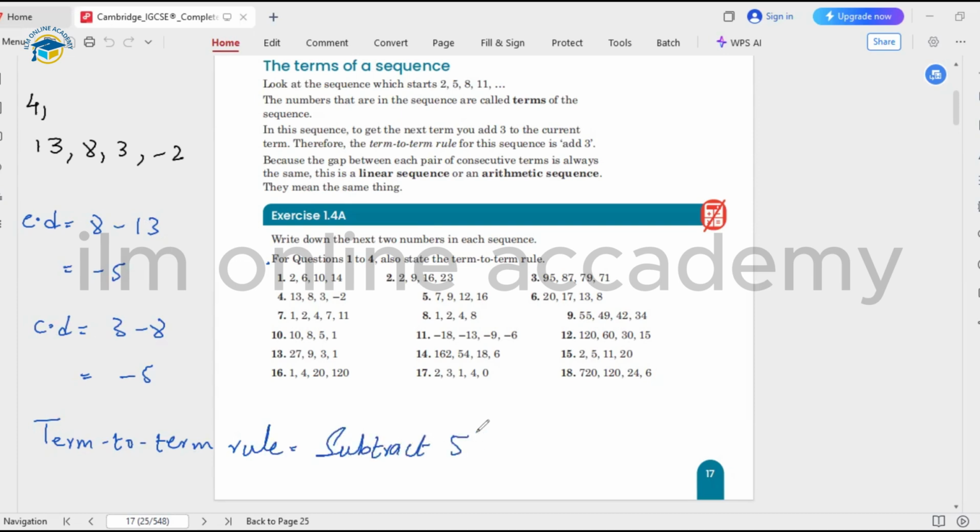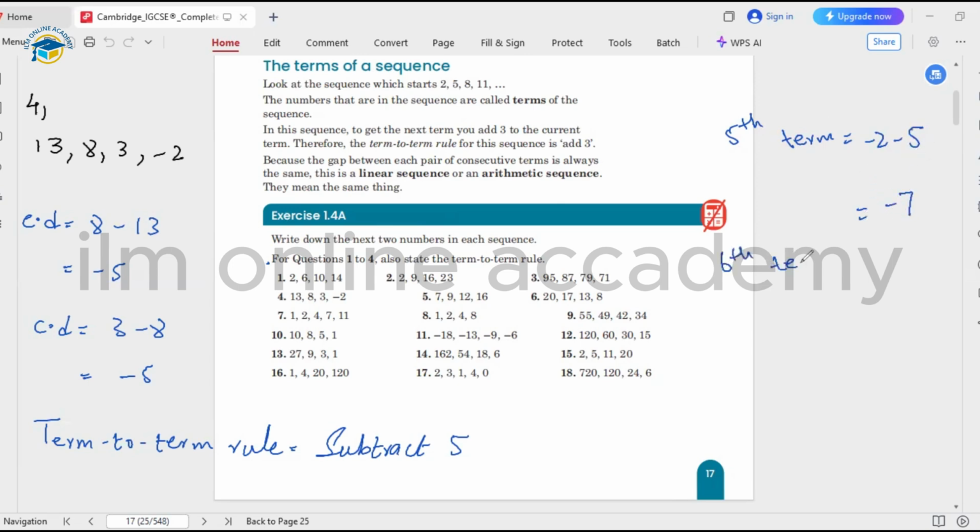Okay, this is your term to term rule. We need to subtract 5. So now to get the fifth and the sixth term, we are going to do a similar thing. From the last term, that is negative 2, we are going to subtract 5. So negative 2 minus 5 will be negative 7.